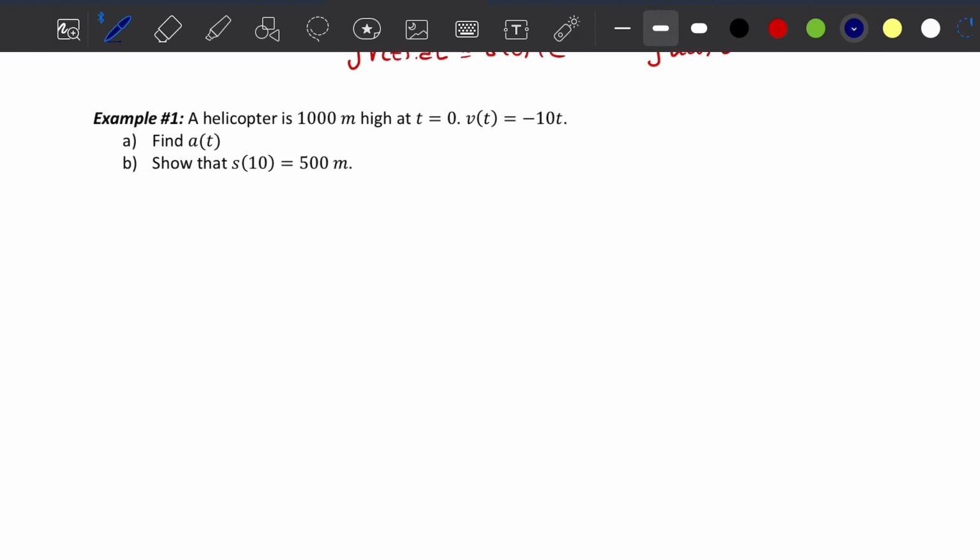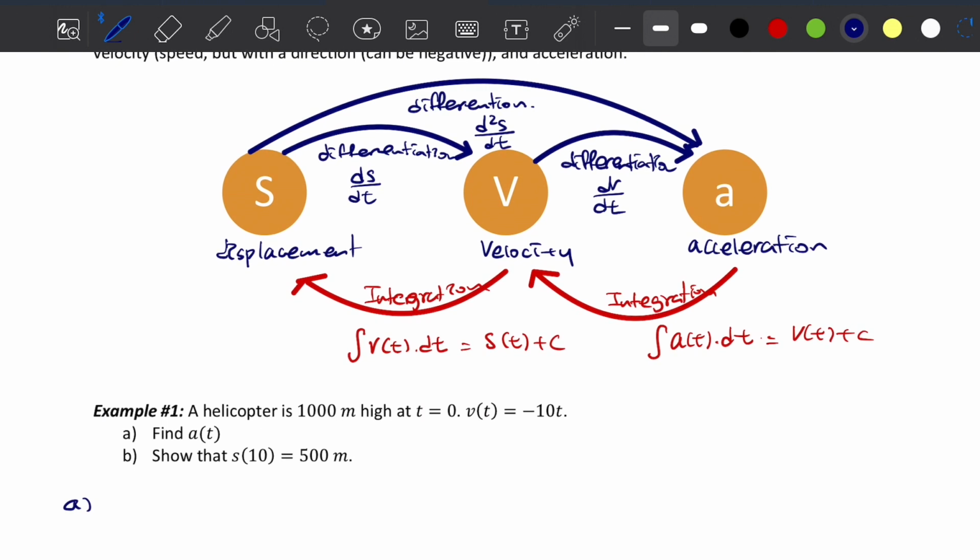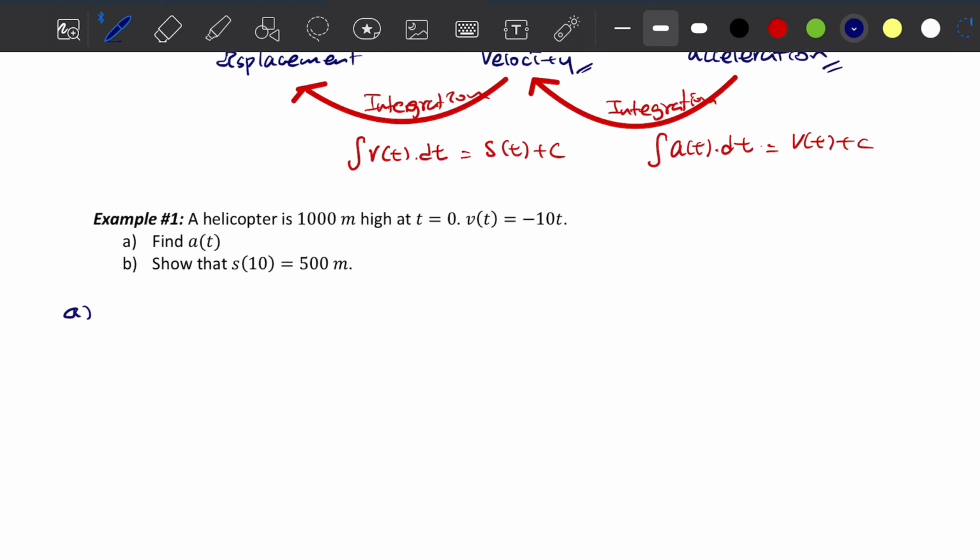Example number 1: we have a quadcopter that is 1,000 meters high at t equals 0, and velocity is minus 10t. Question A, we need to find a of t. We can calculate the acceleration from velocity by differentiating it. So we do dv over dt, which is equal to negative 10 meters per second squared, and this is the acceleration.